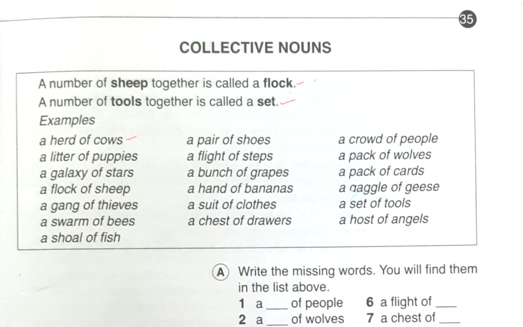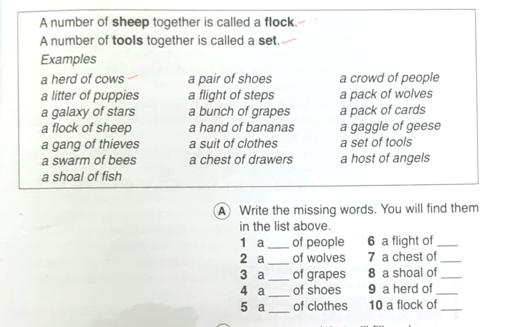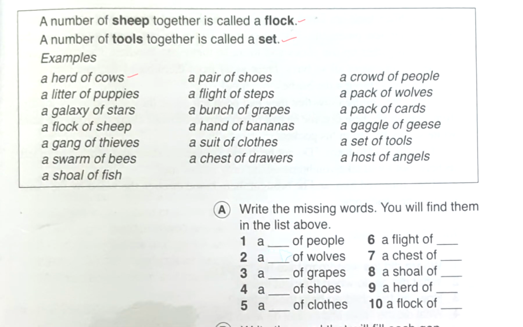Now we will do some exercise, then this topic will be clearer for us. Let's do this. Here is exercise A. It's written, write the missing words. You will find them in the list above, means from this place you will do this. Let's start. First one, a dash of people. We know what will be here. Here see, a crowd of people. We will write here what? Crowd.